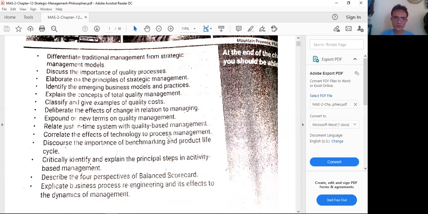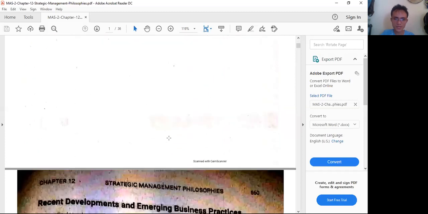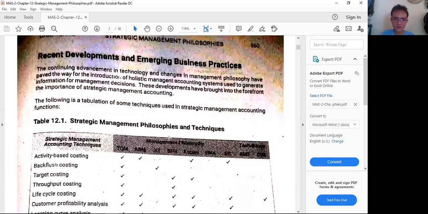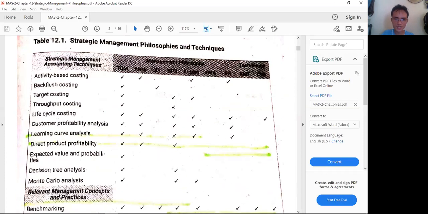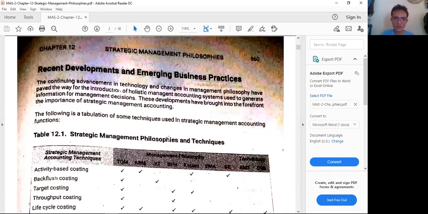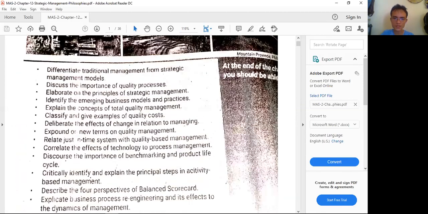All right. So first stop for this one here is that we are going to look into some techniques about strategic management philosophies and techniques which are tabulated. Take note, these are just some. This particular table is not like the list overall. Now, allow me to go back first to these objectives.